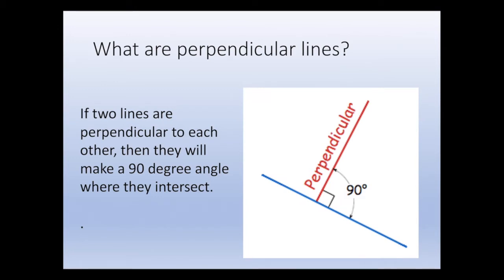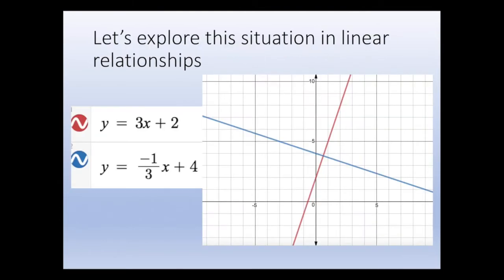Now, what are perpendicular lines? When two lines meet and form 90 degrees, they are perpendicular lines. So at the point where they meet, the angle they make must be 90 degrees. Alright, let's explore this situation a little bit further.